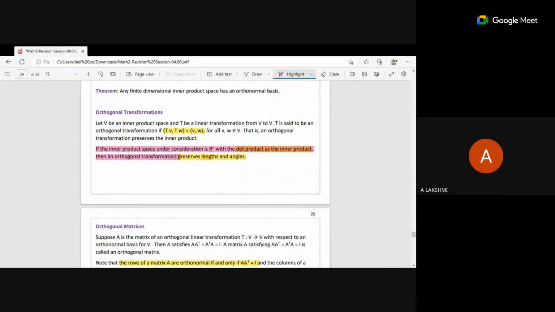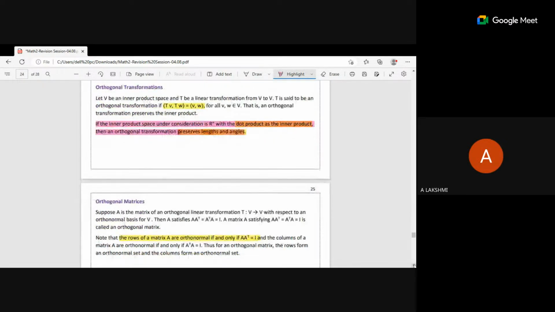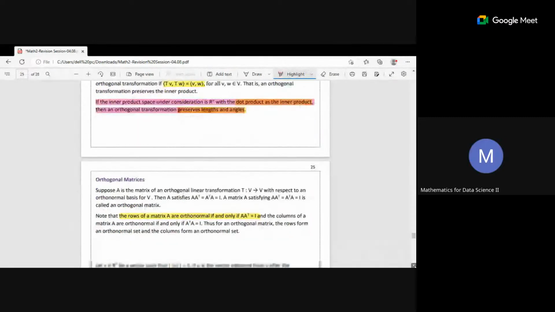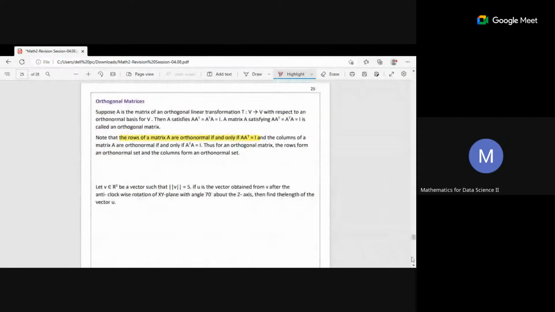Ma'am, there was this one question where they asked to find out if it is an orthogonal transformation or not. Can you just show, ma'am, one example of an orthogonal transformation? Yeah, we'll do that. Okay. And then what are orthogonal matrices? Orthogonal matrices are matrices with respect to an orthogonal linear transformation.